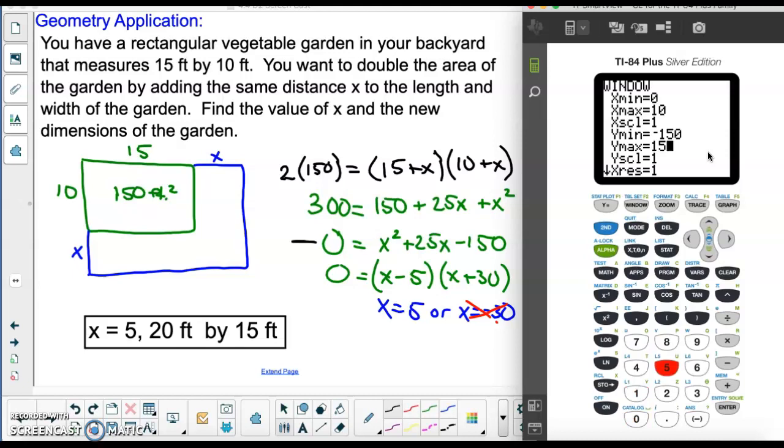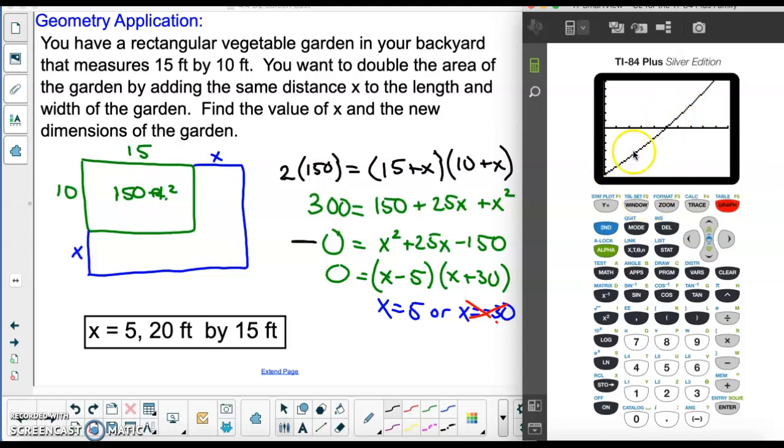And then this says y scale. Well, do I want to go from negative 150 to 150 and count by ones? I'm going to change that to 20s or 25s. And now when I hit graph, so I just went to window and changed my minimum and my maximum. Hit graph. Well, now you can see that it is right there. So it looks like I found an x-intercept.